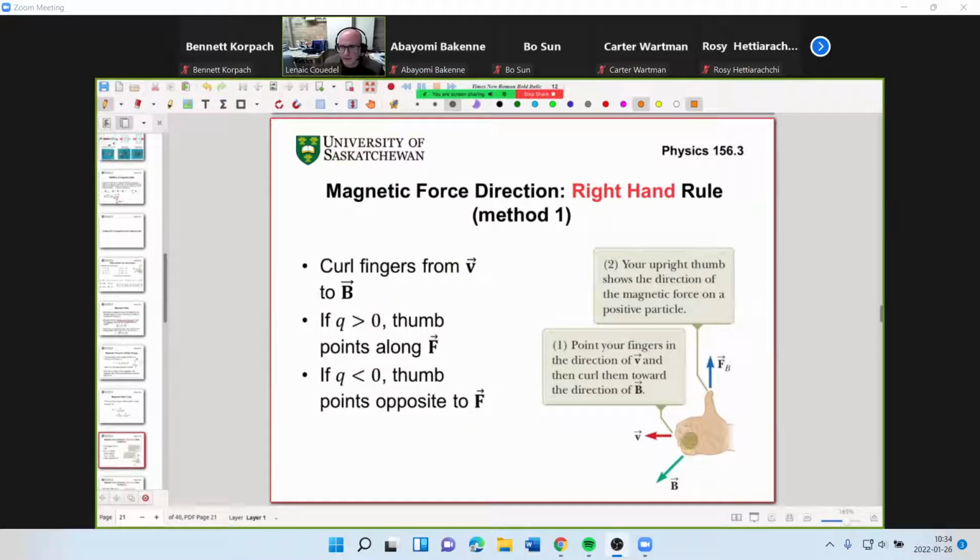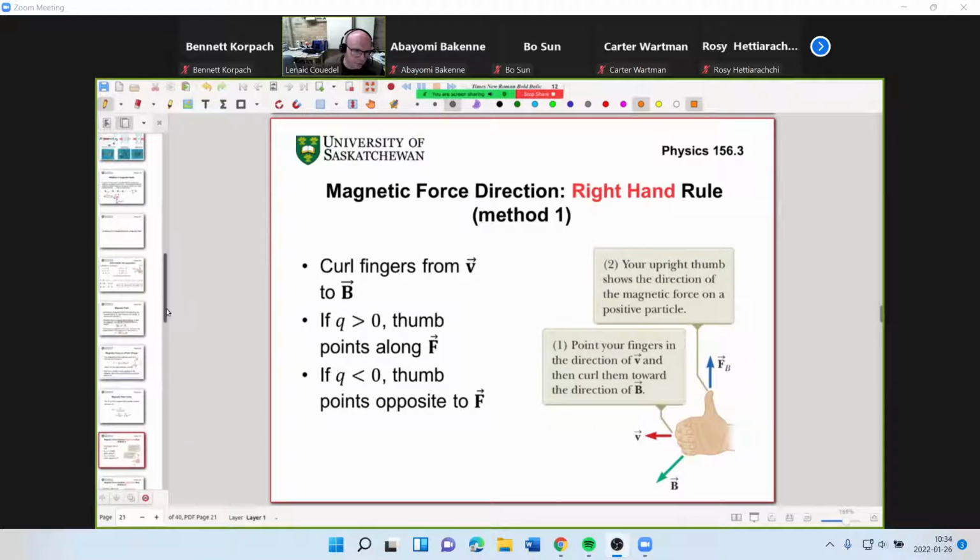So there's a direction like the example here. And then the force will point along your right hand thumb. So if the charge is positive, then the force is exactly in the direction of your thumb. If the charge is negative, it's in the opposite direction of your thumb.